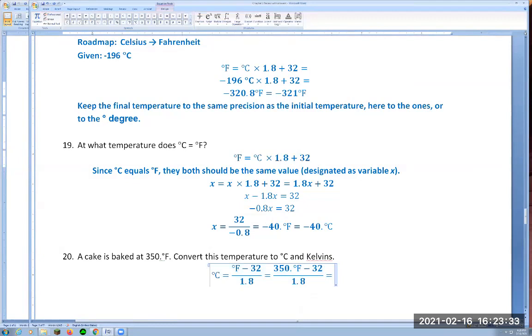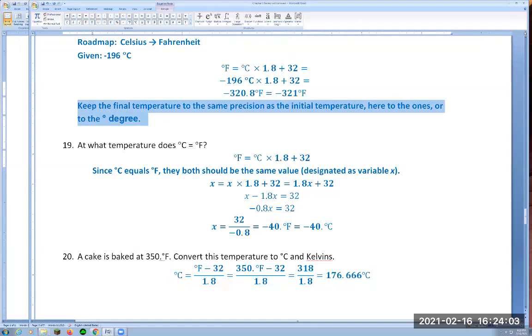Divided by, so let's write it down. 318 divided by 1.8, it's going to be equal to 176.666 degrees Celsius. So let's think about how we round this. Remember, it's written above here.